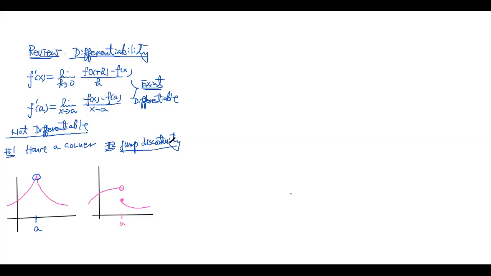So if a function is not continuous, then it's not differentiable at this point here, right? Okay, then the third one is here. Some students might not be very familiar with this one. We call it the vertical tangents. So what is a vertical tangent? It's something like this.